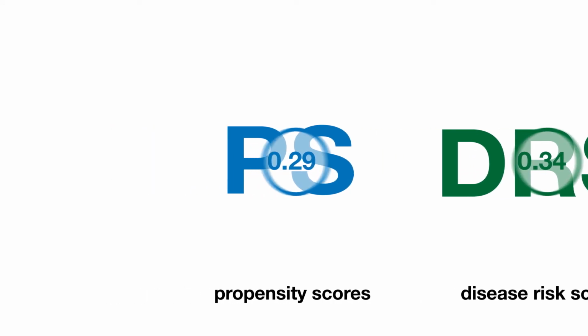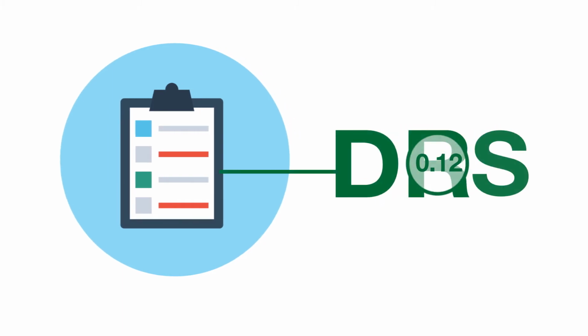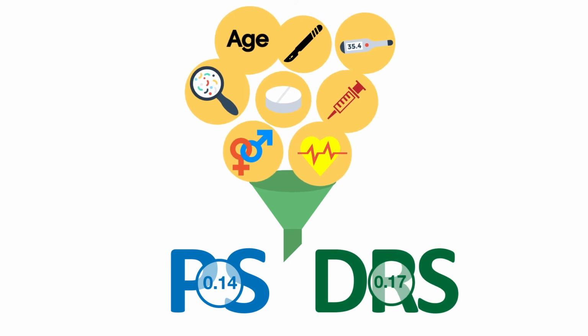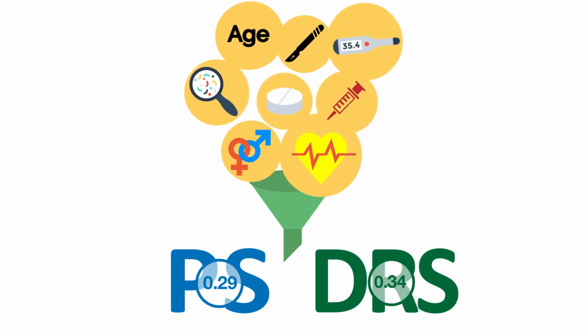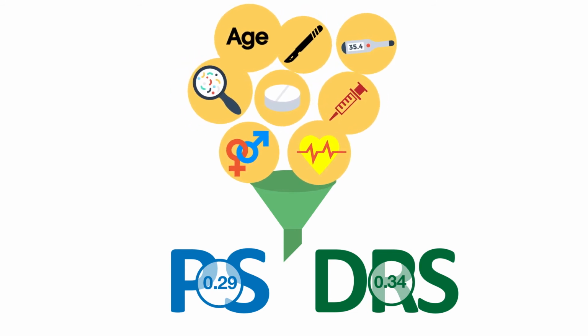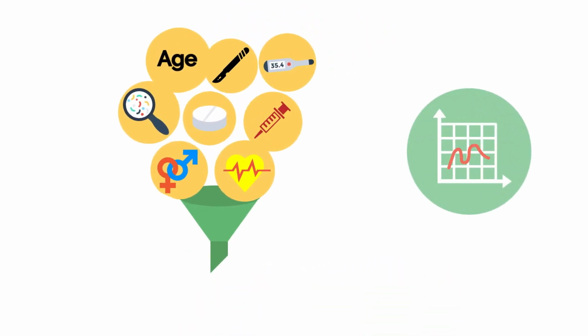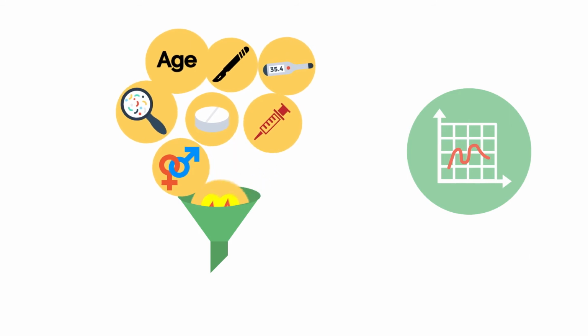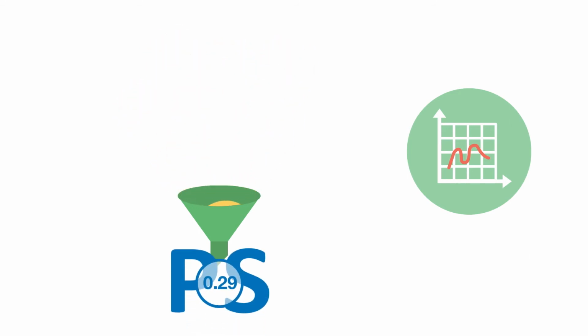The propensity score for a given patient is the probability that he or she will receive the treatment being studied. The disease risk score for a given patient is the likelihood that he or she will have the outcome of interest. Both scores take into account the patient's age, sex, medical history, medication usage, and other predictive factors. Statistical models, such as logistic regression models, are used to estimate propensity scores.